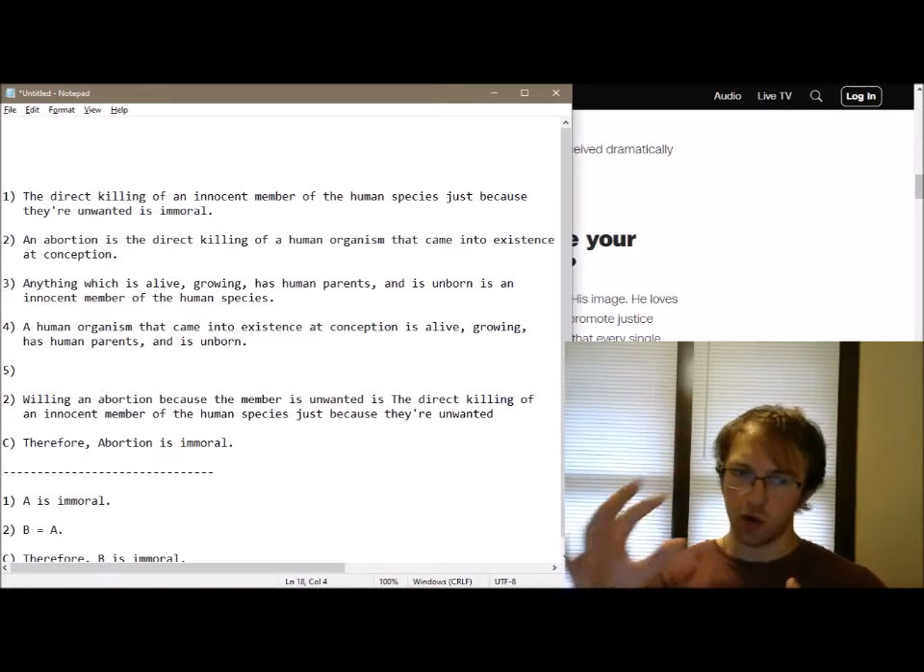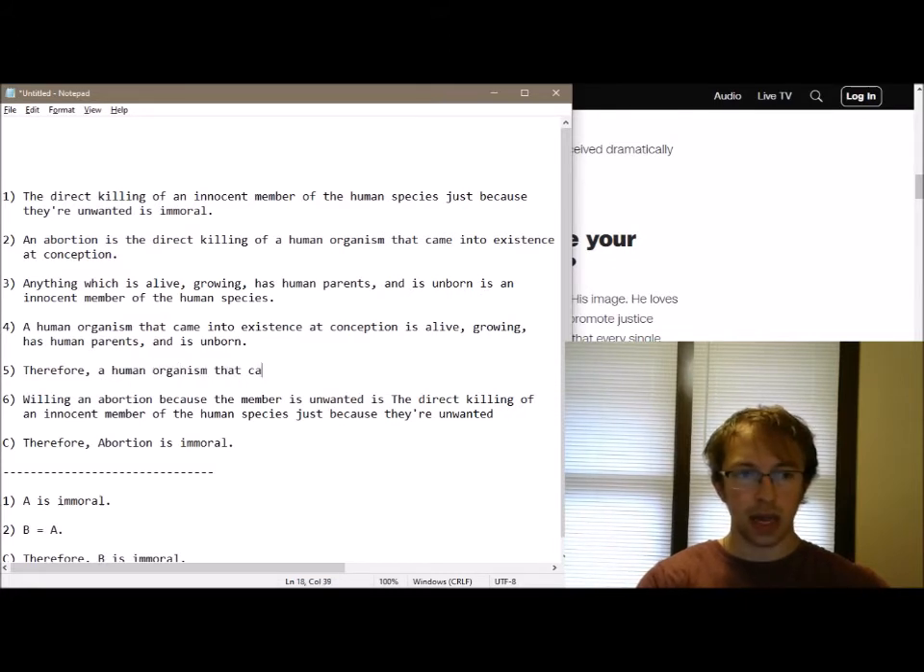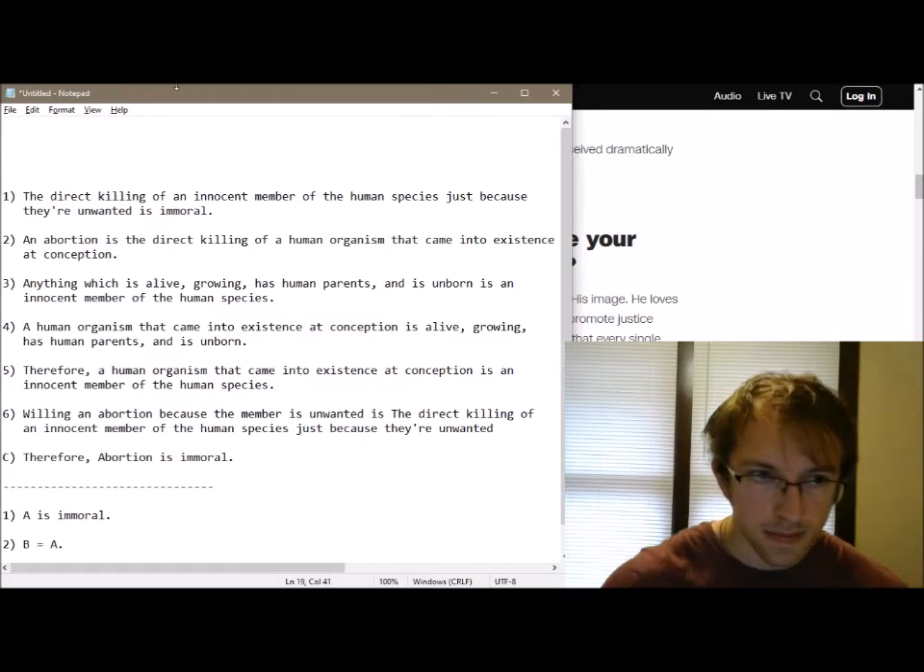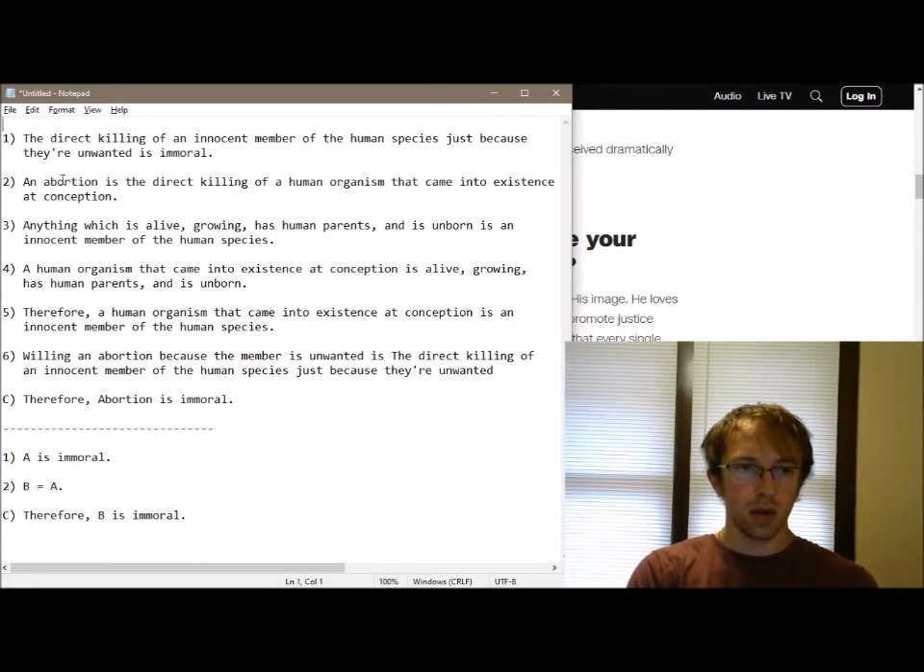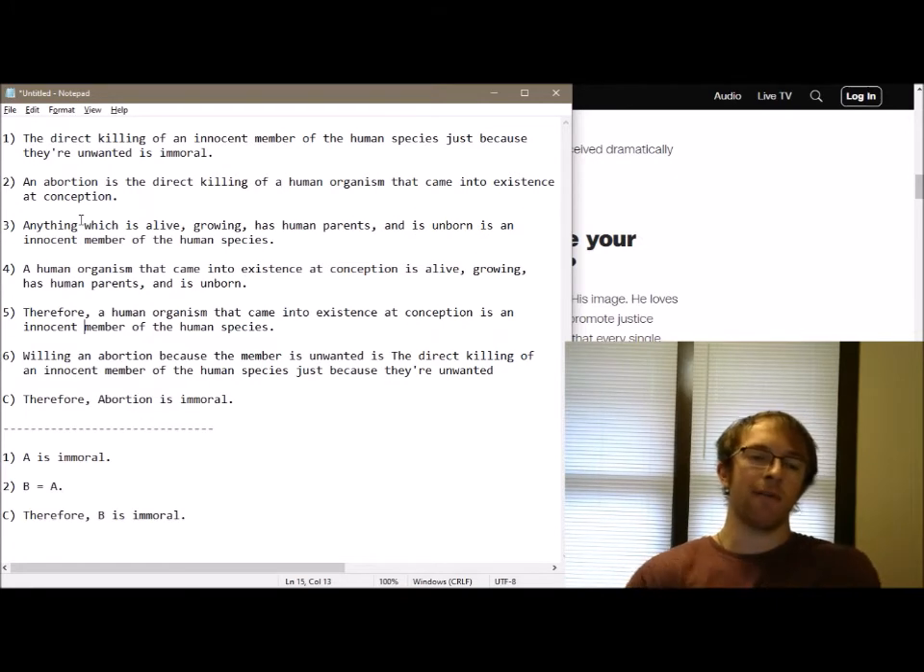So now we're going to have a sub-conclusion within our argument. In conclusion here, premise five is more of a conclusional premise, and I'm going to change this premise. Therefore, by mathematical equivalence, we would say a human organism that came into existence at conception is an innocent member of the human species. Alright. So this is a more powerful argument now.